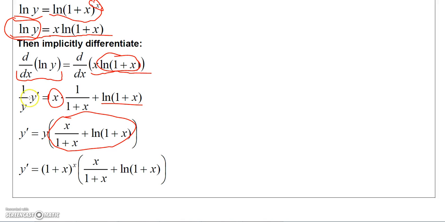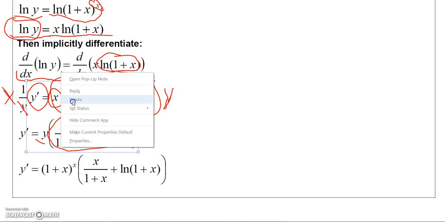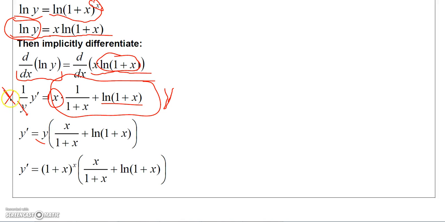Now, I wanted to get y prime by itself, but I've actually got y prime over y here. So what I'm going to do is multiply both sides by y. If I multiply the left side by y, it'll just cancel the y's. And then if I multiply this side by y, it'll just give me a y as a factor. So if you look over here, you'll see the y right here. So multiply the left side by y and it'll just give you y prime. Multiply the right side by y and you'll have y times all of this.